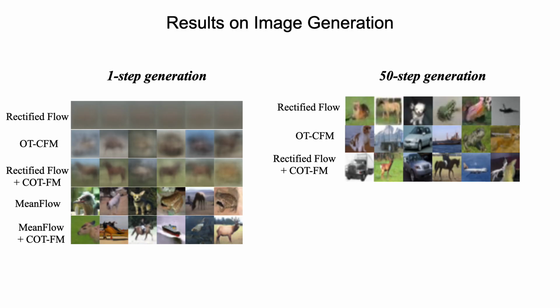And let's look at the results. On the left, we're showing one-step generation, generating an image in a single ODE step. You can see rectified flow and OT-CFM produce essentially blurry blobs at one step. Adding COT-FM on top of rectified flow really gets recognizable shapes. But rectified flow plus COT-FM gives the cleanest and most coherent outputs. The takeaway is that COT-FM is a drop-in improvement that helps across multiple base models like rectified flow or MeanFlow, in both the few-step and many-step regimes.